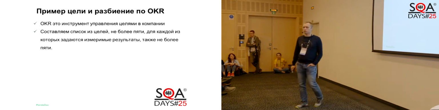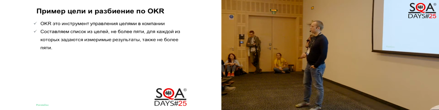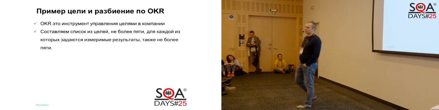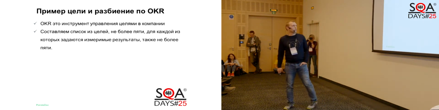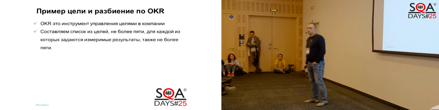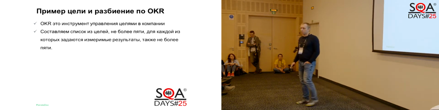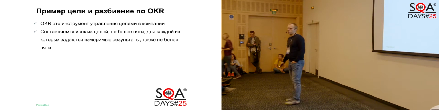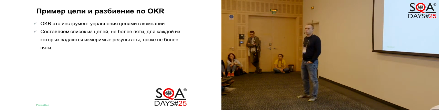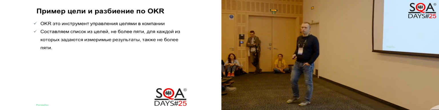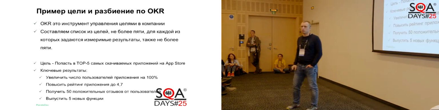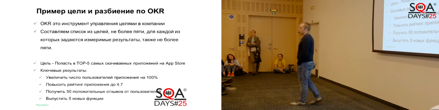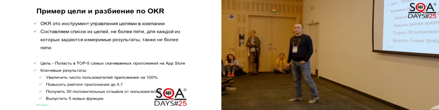The OKR system has been designed in such a way that not only the lead tester and sub-lead tester see all the goals and objectives, rather all the objectives are transformed and projected on the whole company. Usually there are not more than 5 such objectives. It's clear why, because it's an objective and each objective has key results, not more than 5 also.